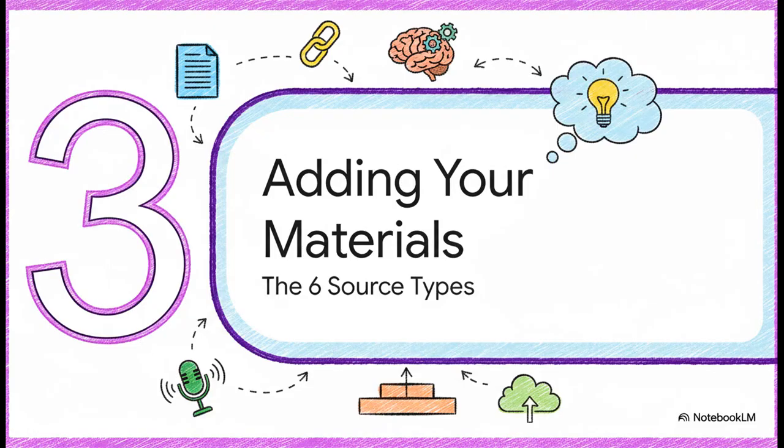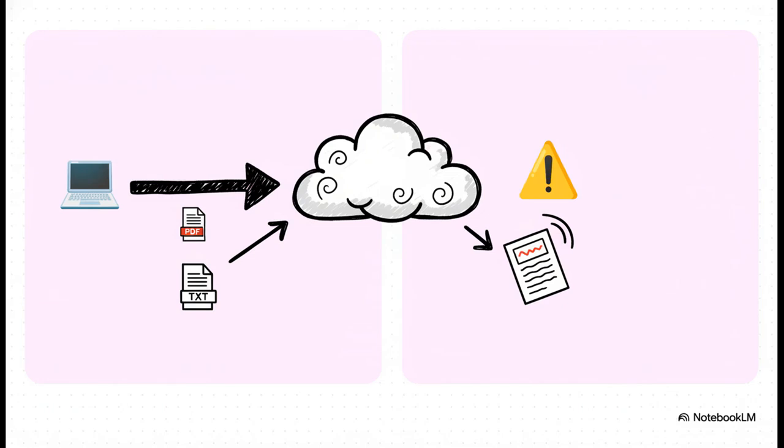Okay, this is where it really gets good. You have a really versatile toolkit for adding information. Let's break down the 6 main ways you can bring your materials into your project, because each one has its own strengths. So, the most direct method is just uploading files right from your computer. Think of an analyst, Sarah, who has her company's annual report saved as a PDF. She can upload it in seconds and start asking questions.